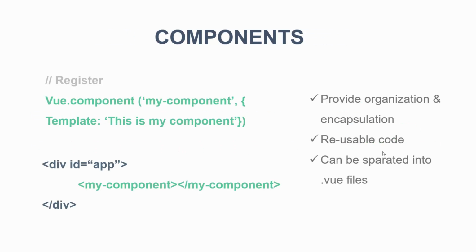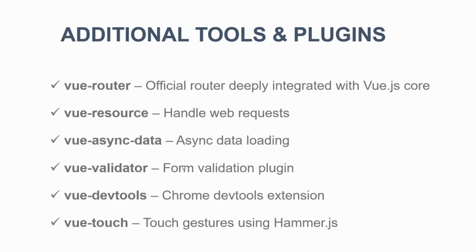Okay, so when you have a bigger application, you want to be breaking things up into components. To create a component, you can use Vue.component, name it, and then you can apply different things to it, such as a template. This should actually be a lowercase t. In this case, the template's just a string that says this is my component, and then to insert it, we can just put it in this format here. All right, components provide organization and encapsulation. They're reusable, and they can be separated into their own separate view files if needed.